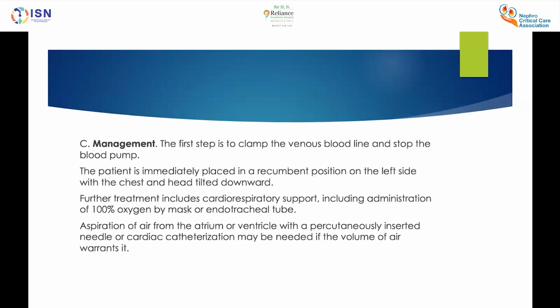The first step is that you clamp the venous bloodline and stop the blood pump, and the patient is immediately placed in a recumbent position on the left side with the chest and head tilted downward. You administer 100% oxygen by mask, or if there's a cardiorespiratory arrest, then you protect the airway. Aspiration of air from the atrium or ventricle with a percutaneously inserted needle, or cardiac catheterization, may be needed if the volume of air is too much.